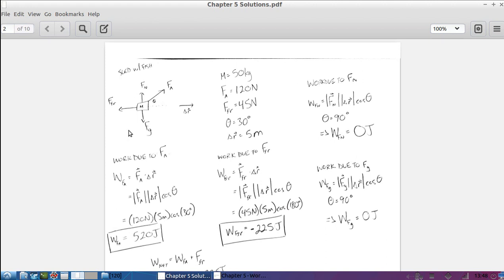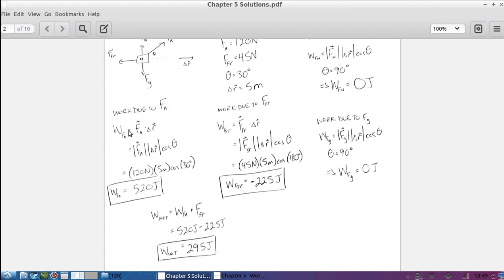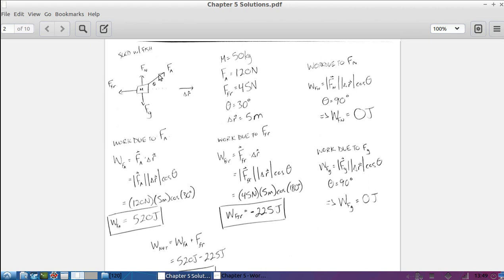So I want the net work, right? I want the total work done. So I'm going to calculate the work done by all 4 forces, and then add them together. Let's start with the applied force first. F applied is acting at an angle, right? So I'm going to use F dot delta R.